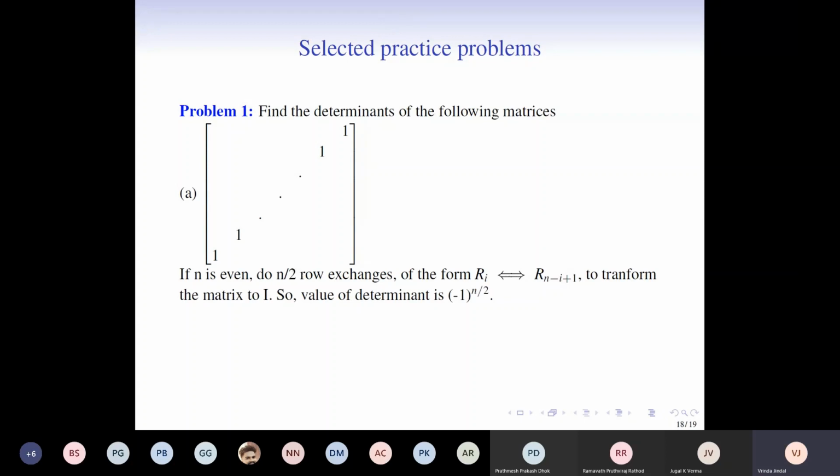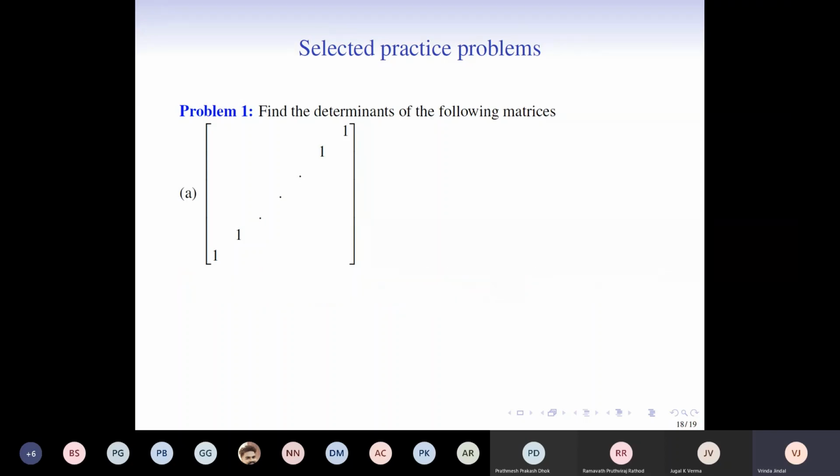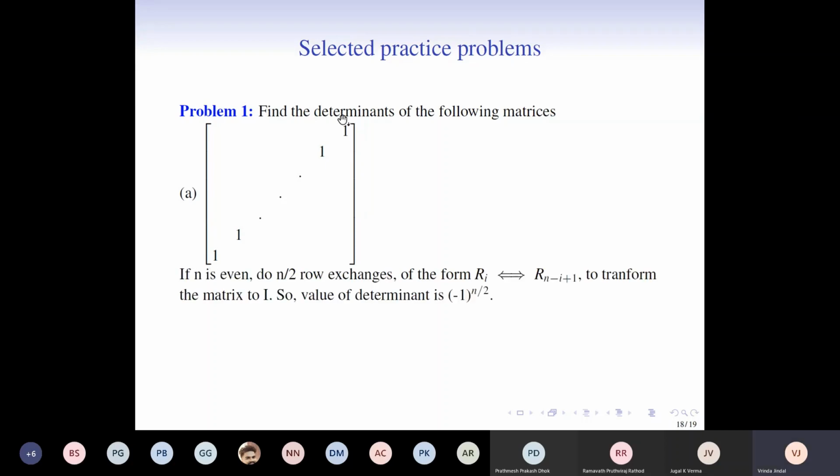So one way to do this would have been to do induction or something like that. That would have also given us the desired results. But the other way to think about this is by doing row transformations, we transform this matrix into I, similar to the Gauss-Jordan method. So consider the case n is even. So how do we transform this matrix to I?